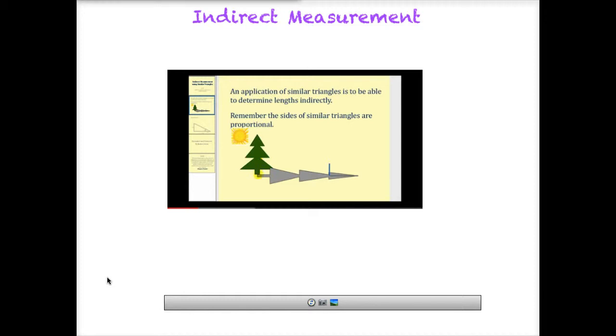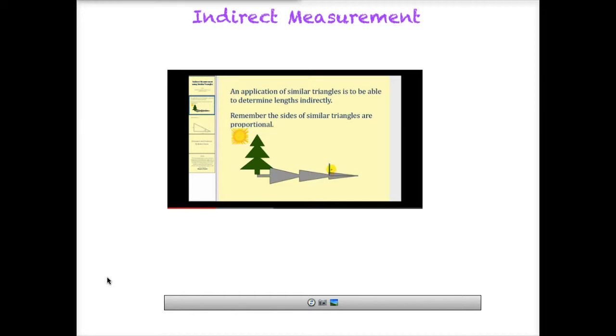So instead of trying to determine the height of this tree by climbing to the top and then somehow trying to drop a tape measure from the top to the bottom, we could use the height and the shadow of a much smaller object to determine the height of the tree. This is what I mean by that.